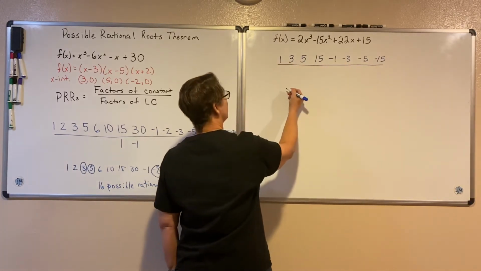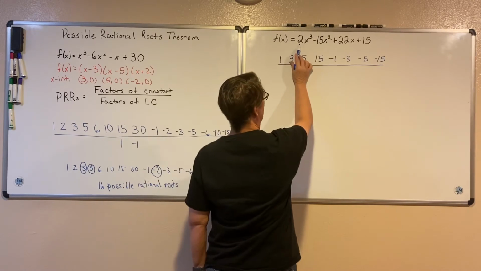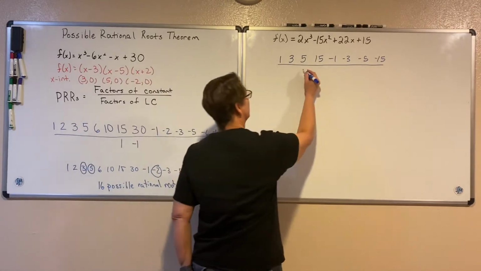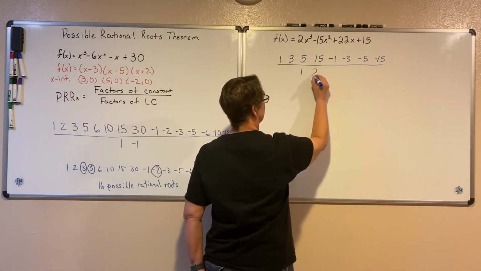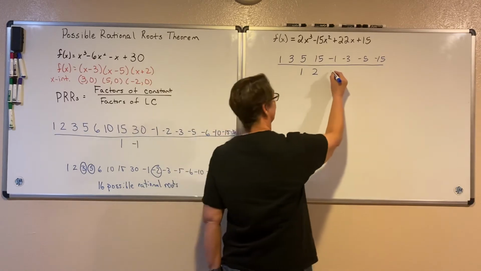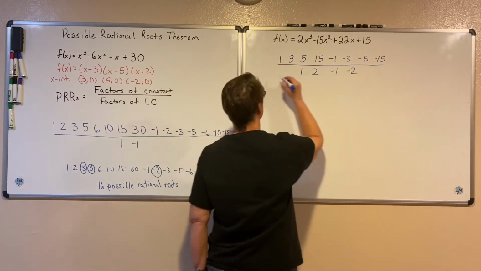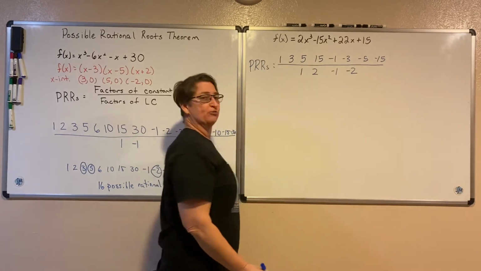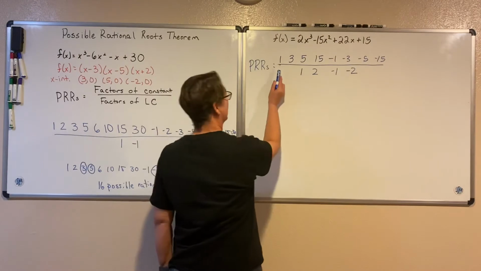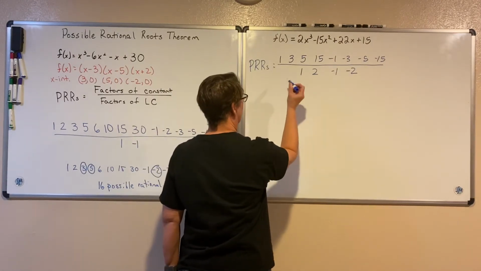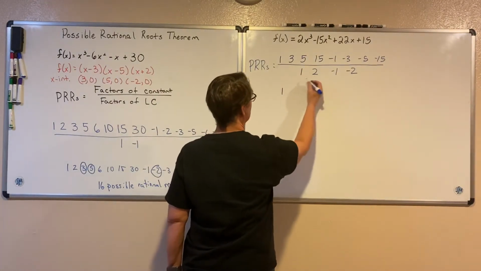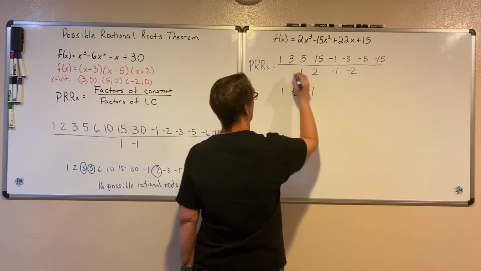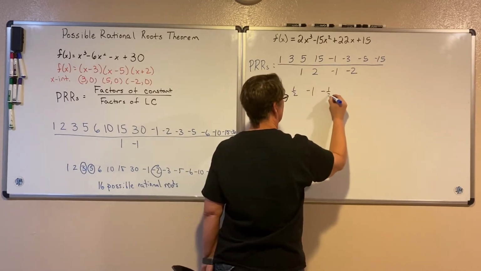Those are going to be over the factors of my leading coefficient. In this case, it's 2. So 1 is a factor of 2, and 1 times 2, but also the negative versions, so -1 and -2. So all the combinations of these are going to be my possible rational roots. In other words, I'm going to take and divide each one. So 1 divided by 1 gives me 1. 1 divided by 2 gives me 1/2. 1 divided by a -1 gives me a -1. And 1 divided by a -2 gives me a -1/2.